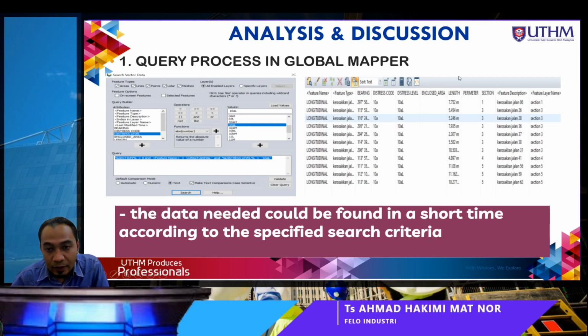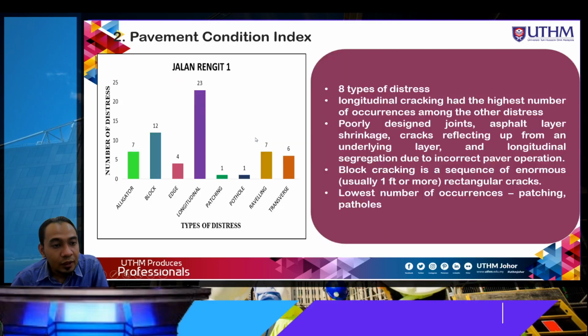So for example, from this figure, this is the information from searching. We can get the length, we can get the area, and also we can know the location of each road distress, right? So, pavement condition index. In order to get the pavement condition index, we need to know the number of distress.